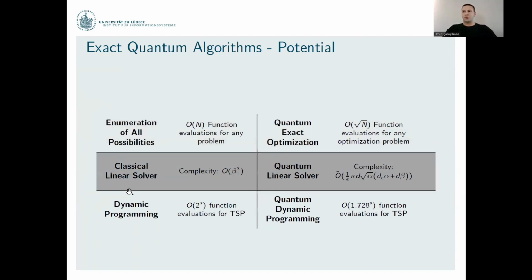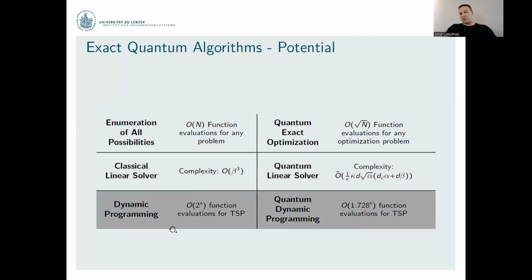When we try to solve a mixed integer programming problem, we mostly use a combination of the simplex method and the branch and bound method. In the simplex method, we use a classical linear solver, and its complexity is the cube of the number of constraints. But with a quantum linear solver, we can decrease this complexity. Here, the number of variables and the number of constraints are the dominating parameters. And as you can see, the order in terms of these parameters is decreased, in the case that we have a matrix with not very high condition number.